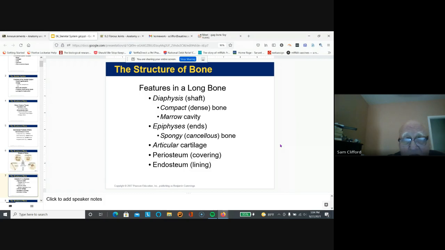Okay, so what are the parts of a long bone? The diaphysis is the shaft. The compact bone surrounds the marrow cavity. The ends of the bone are called epiphyses. Spongy bone makes up the structure of the epiphysis at the distal and proximal portions of the bone. There's articular cartilage on the ends of the bones. There's a periosteum, a covering, and there's an endosteum. It lines the marrow cavity.